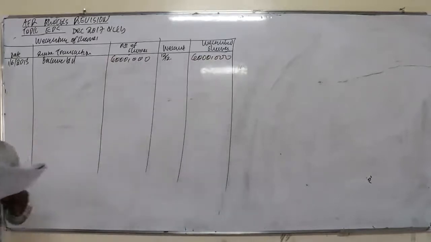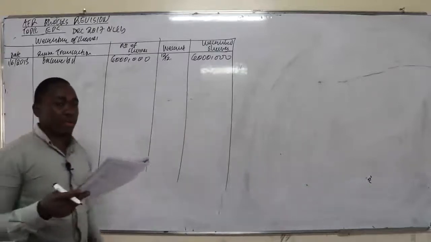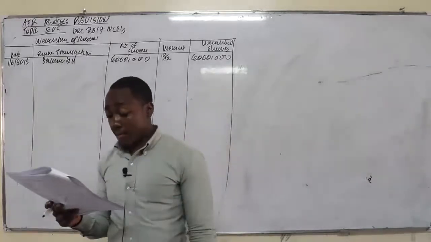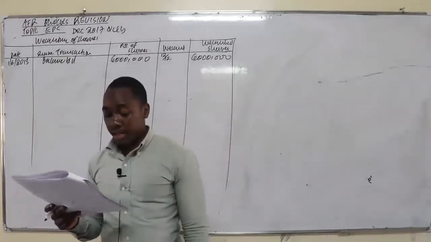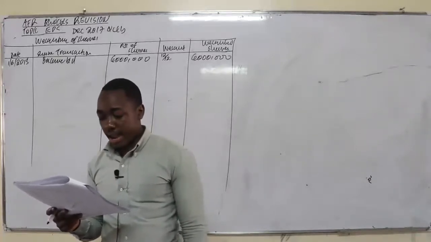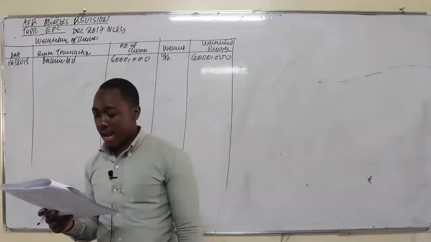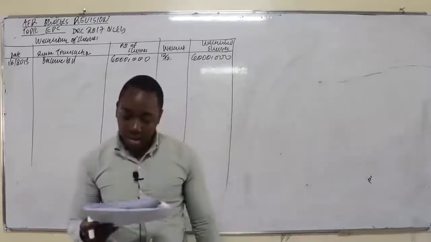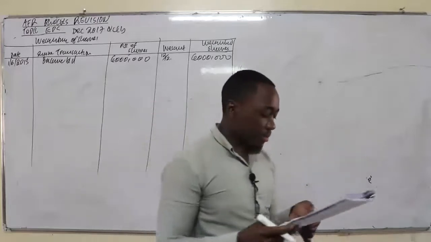Then ordinary shares issued on 1st September 2015 at full price. From 1st September, how many months to the end of the year? 9 months. The year ends on 31st. Okay, no problem.